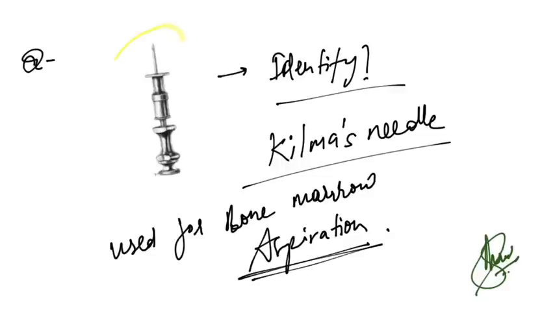Now, this image was asked, this needle was asked. So this is Klima's needle, and it is used for bone marrow aspiration. Because no side screw is there, so it is Klima needle.